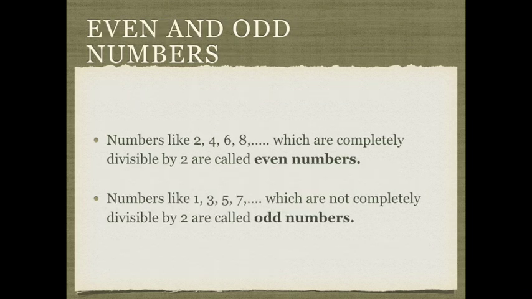Even and odd numbers, we have been learning this from lower classes itself. So everyone knows what are even numbers and what are odd numbers. Okay. So even numbers are those which are divisible by 2, and odd numbers are those which are not completely divisible by 2.